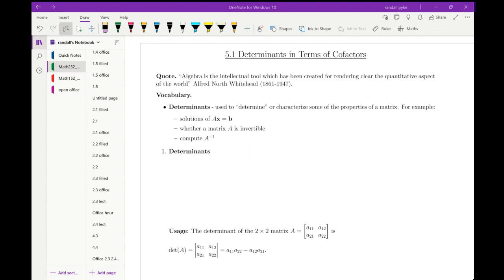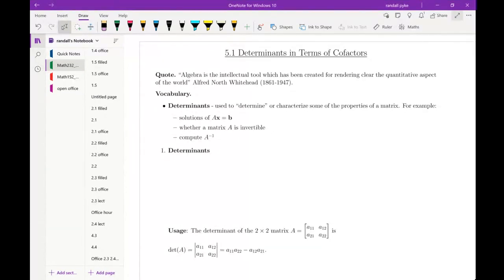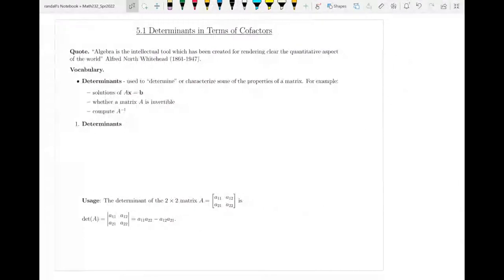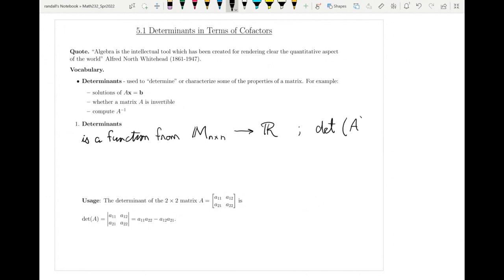Now, so we have this new term called the determinant, and it is a function that acts on matrices. So let me write it out here. The determinant is a function from square matrices, so n by n matrices, to the real numbers. All right, so it's a function. We'll usually write it as det. The input is a matrix A, and the output would be a real number.